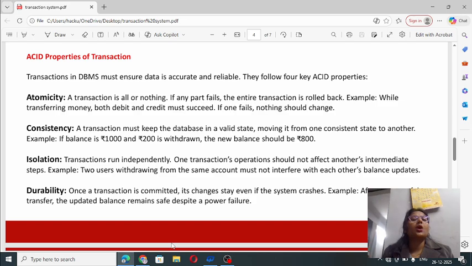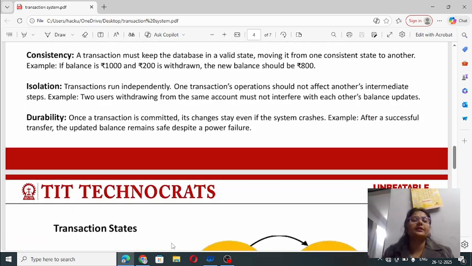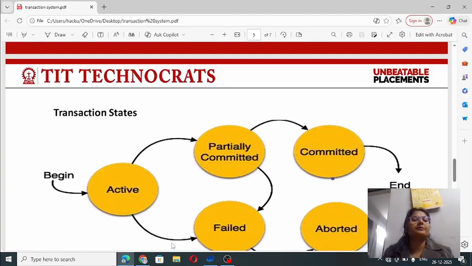Consistency means the valid database continues to work. If any transaction state crashes, then rollback happens on failure. Isolation means each transaction works independently and does not react to another transaction. It's called isolation. Durability: once a transaction is committed, it will permanently change. Nothing can change after durability. You can't undo or update it.